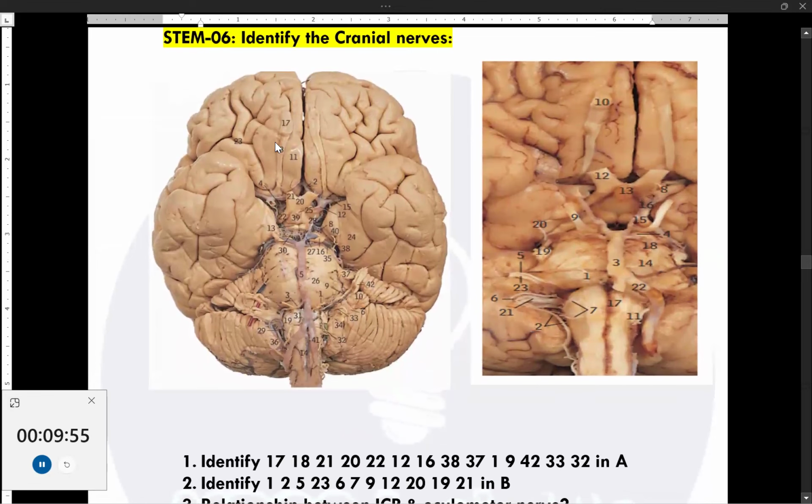Okay, so in this image, what is number 17? Olfactory bulb. What is 18? Olfactory tract. Okay, what is number 21? Optic nerve. What is number 20? Optic chiasma. What is number 22? Optic tract. Okay, excellent. So now tell me, in this image, what is number 12?